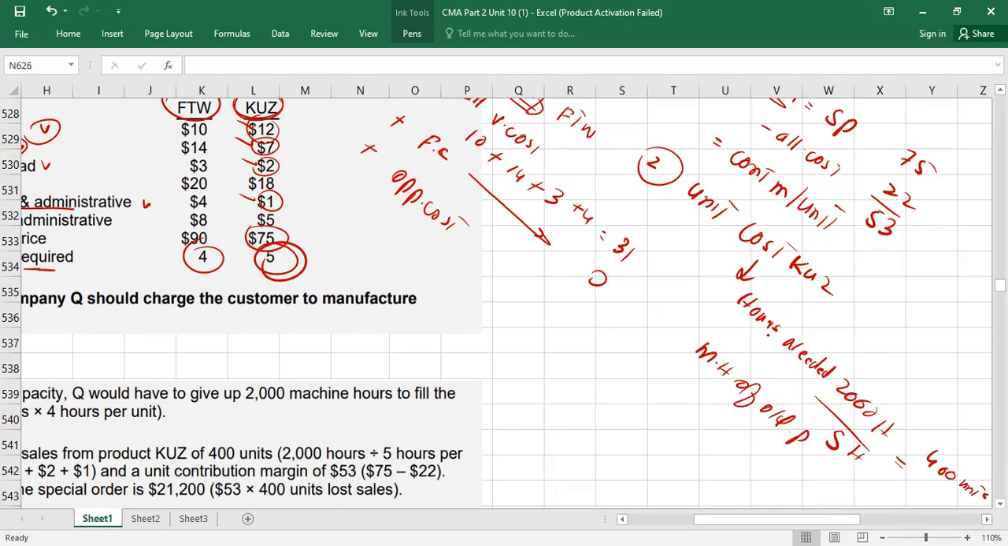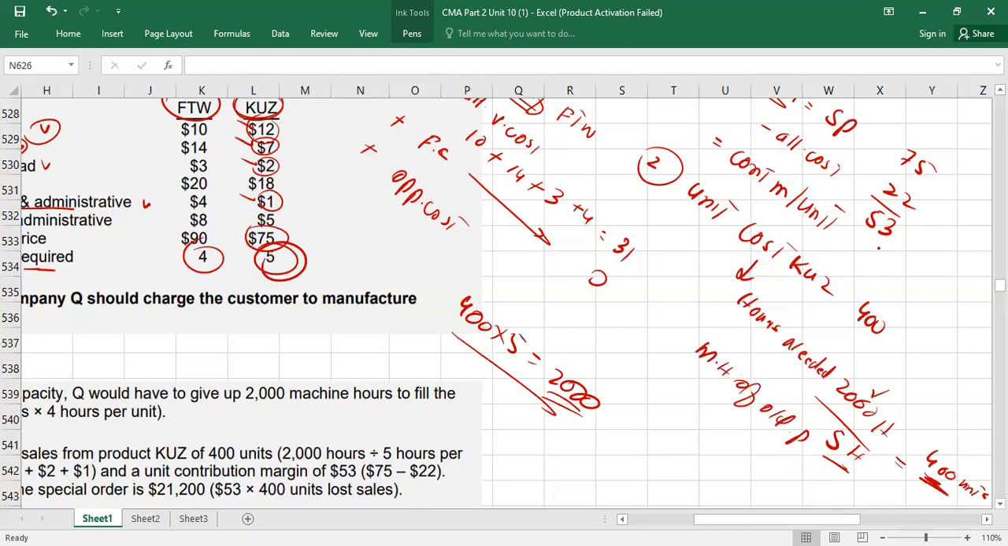So first you have to calculate how many machine hours are needed for the new project. We calculated 2000. Then we divide those 2000 by the time of the old product, and you will get the unit lost. Look here: if you lose 400 units, each unit requires 5 hours, 400 times 5 is 2000 hours. Just to cross check, 2000 hours divided by 5 gives the number of units lost.